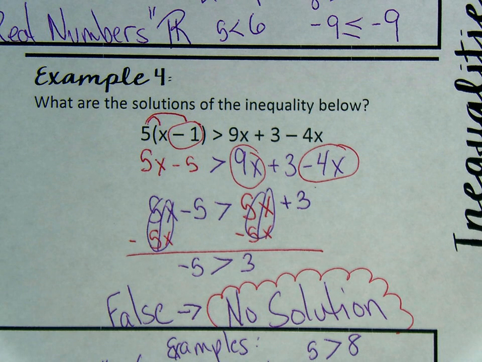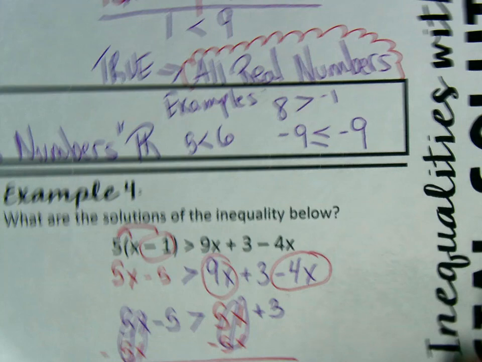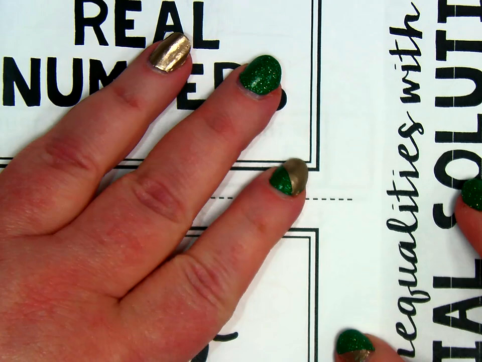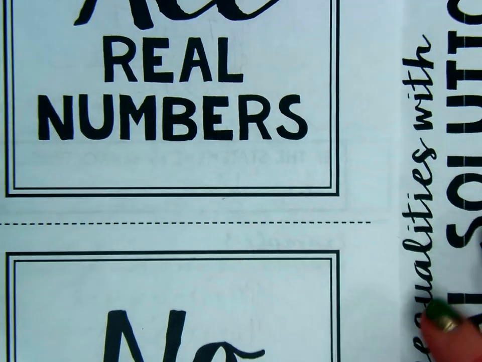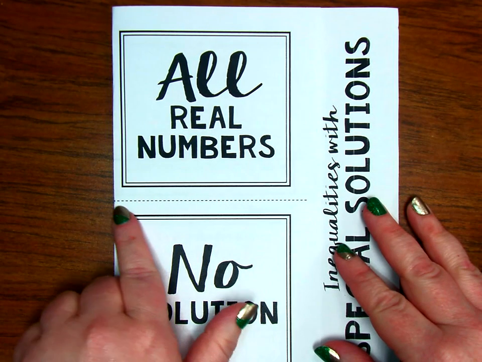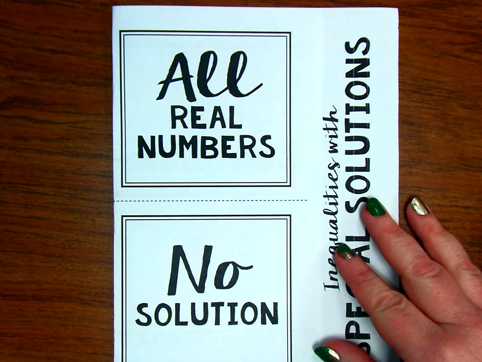Please check Canvas to see what page this will be glued onto. When you are finished, you will fold it in half as such, and you should cut it on the dotted line before you glue it into your notebook.